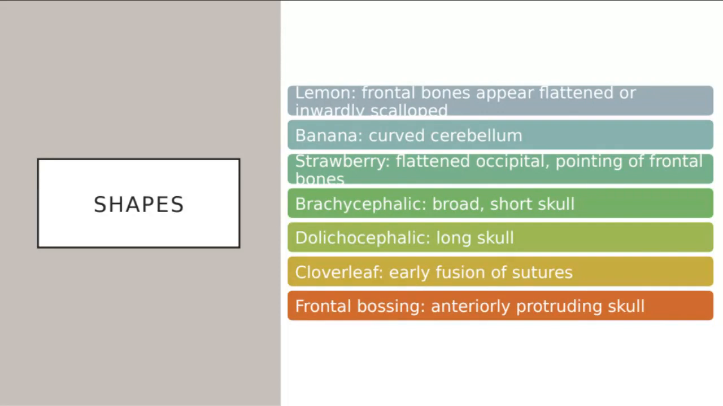So the lemon skull. This is when we have the abnormal fusion, right? We still have craniosynostosis of our frontal bones. So basically our frontal bones are going to appear flattened, and they're going to kind of scallop inward in the front of the baby's head. It's going to produce more of a lemon skull. See how it's kind of pointy at the front here? Banana sign, this is going to be our curved cerebellum, so not necessarily talking about the skull, but the cerebellum itself. We can also have a strawberry skull, so this is where we have a flattened occipital region and a pointed frontal bone.